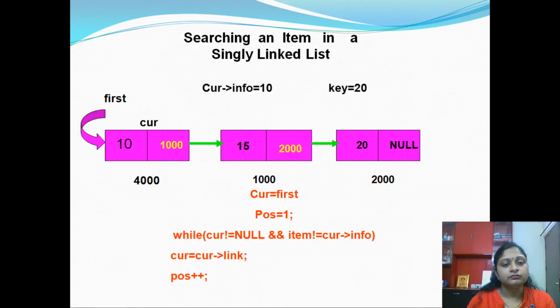Searching is one of the operations where you can search whether a particular element is present in a given linked list or not. So in my linked list there are 3 elements, 10, 15 and 20. So what is my key value? Key value is nothing but the element to be searched. I want to check whether 20 is present or not.